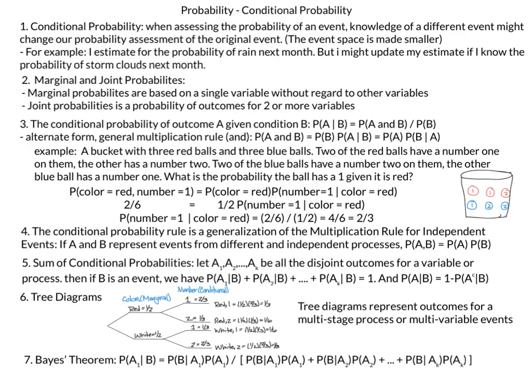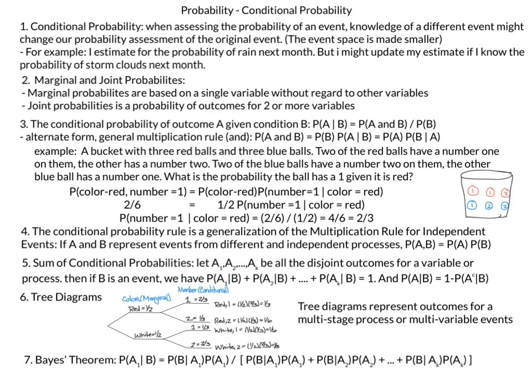This is almost where we end this video, but first we'll summarize what we discussed. We talked about conditional probability. That's when assessing the probability of an event, knowledge of a different event might change our probability assessment. We talked about marginal and joint probabilities. So marginal probabilities are based on a single variable without regard to other variables, and joint probabilities are probabilities of outcomes for two or more variables together.